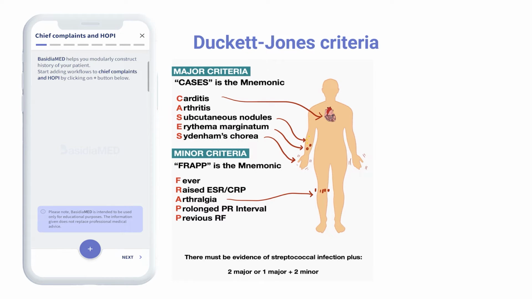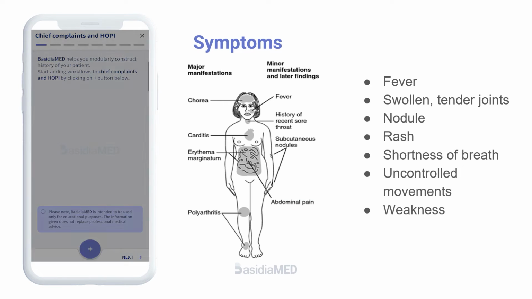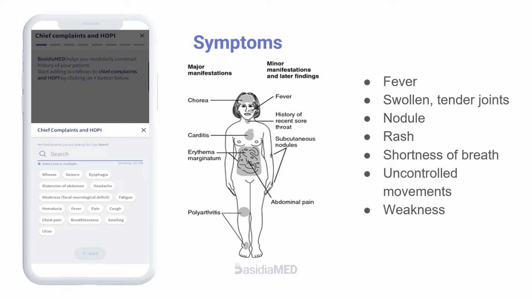The clinical features of rheumatic fever are outlined in the Jones criteria and will be discussed in more detail in further videos. The various symptoms seen in patients of rheumatic fever include fever, swollen, tender, red, and extremely painful joints, particularly the knees and ankles, nodules, rash, usually on the chest, back, and abdomen, shortness of breath and chest discomfort, uncontrolled movements of arms, legs, or facial muscles, and weakness.